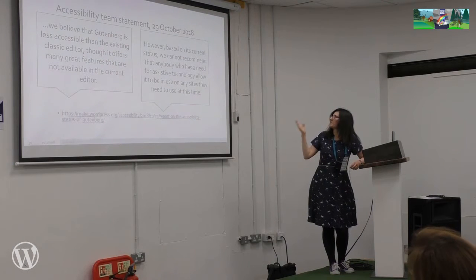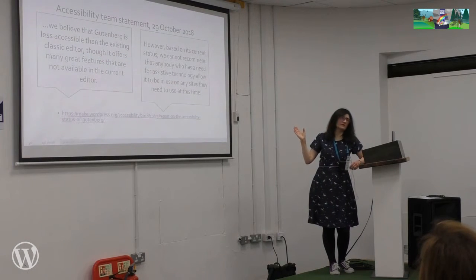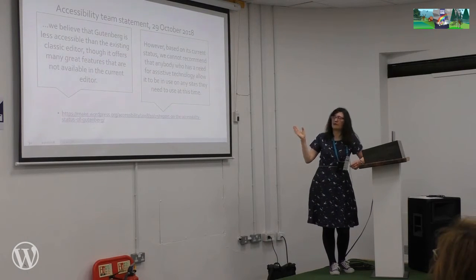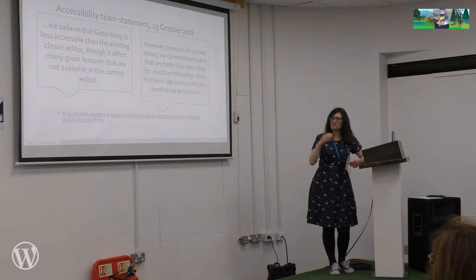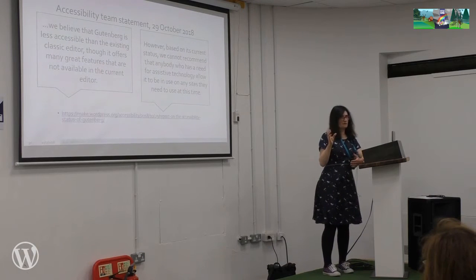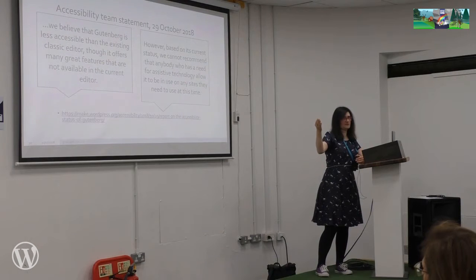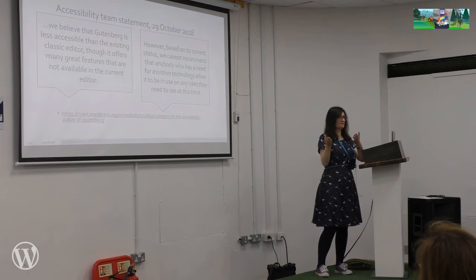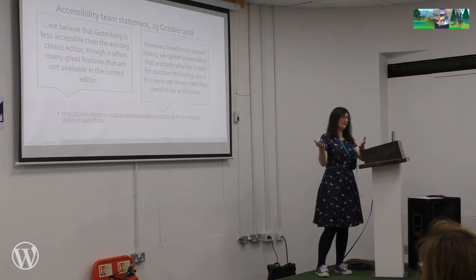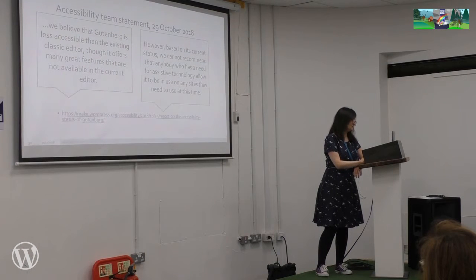But the final statement is basically saying we can't recommend Gutenberg in its current state for anyone who has to use assistive technology. So the current thinking is that when version 5 ships, there's going to be a message in the admin saying, do you use assistive technology? Well, if you do, maybe you should be looking at carrying on with the classic editor. Gutenberg might not be there yet for you.